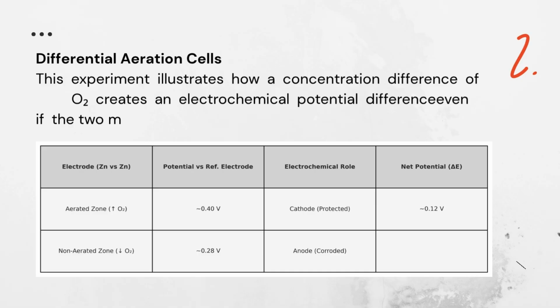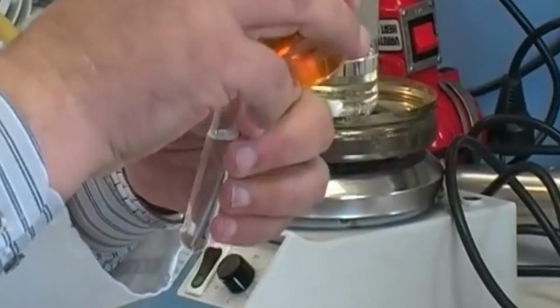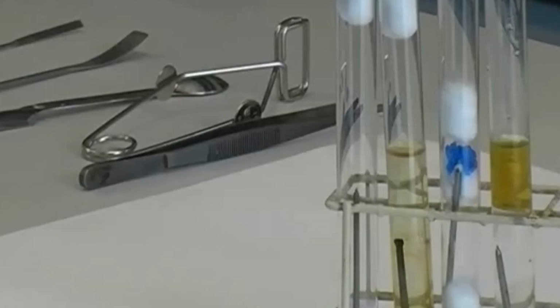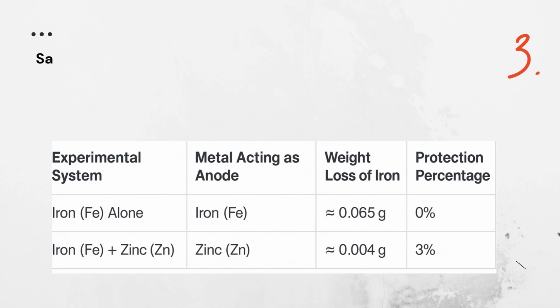The area with bubbling oxygen became polarized to the more positive potential, acting as a cathode, gaining electrons, while the oxygen-deficient area became the anode, losing electrons, undergoing corrosion. This concentration difference is the main driver of corrosion in civil and naval structures. Experiment 3 is the central piece of the study.